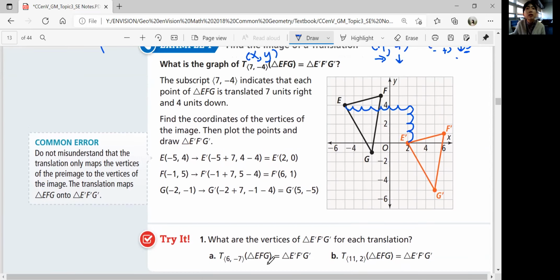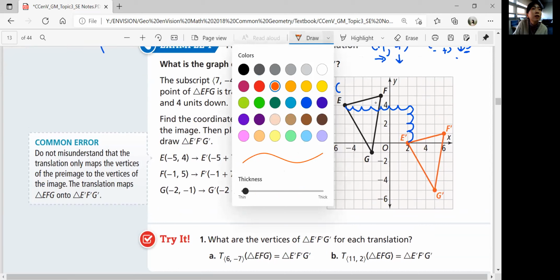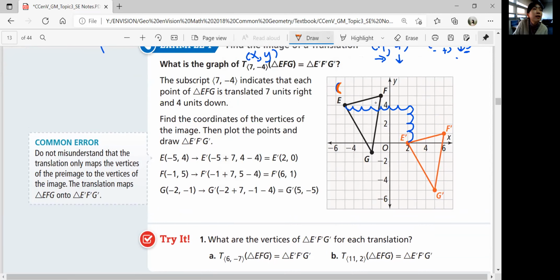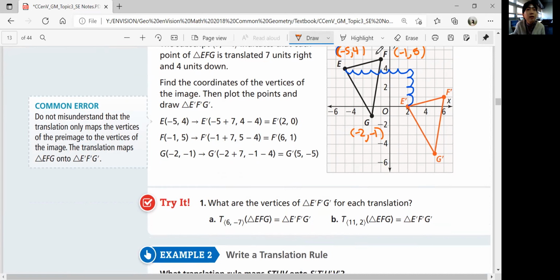Okay, so this is starting from the same triangle EFG over here. You can label your points first. Let's use a different color. E is -5, 4. F is -1, 5. And G is -2, -1. Okay. And if you look at part A, you're translating these points 6 units right, 7 units down. Okay. Come back when you're ready for answers.